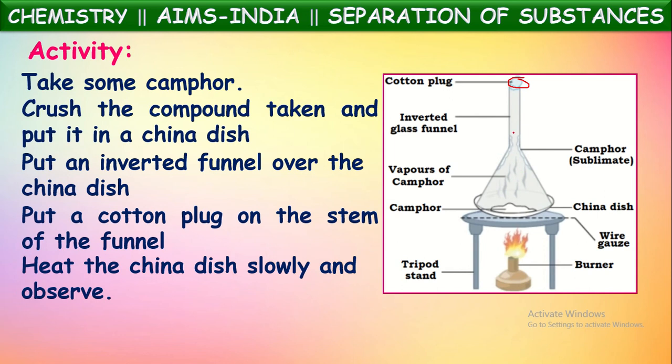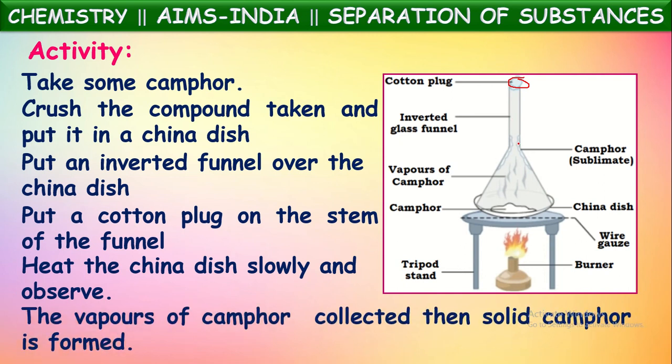When they touch the cooler parts of this funnel, immediately they will be converted into solid form. So solid camphor will be obtained, forming a layer on the inner walls of this funnel. The vapors of camphor collected become solid camphor. So this is called sublimation and deposition. First, what happens here? On heating, camphor converts into vapor form. That is sublimation. And when these vapors touch the cooler parts of the funnel, they immediately convert into solid form. That is deposition. Okay, this is about sublimation.